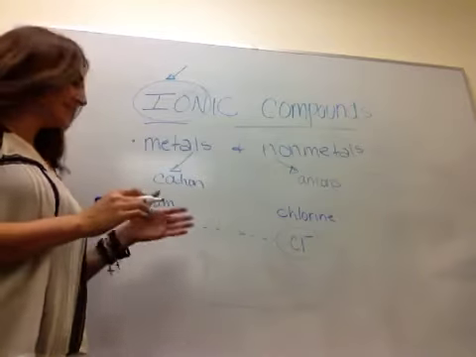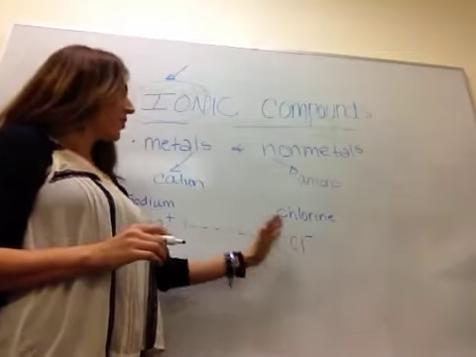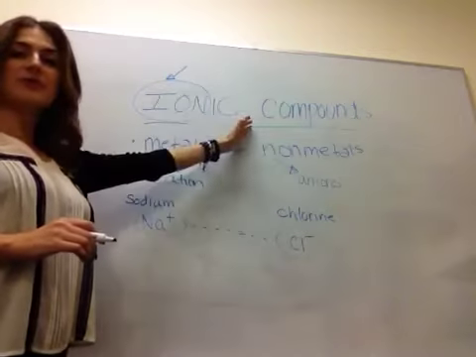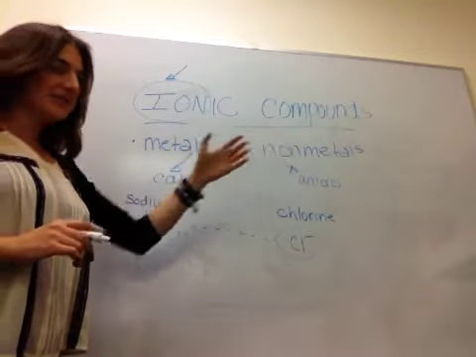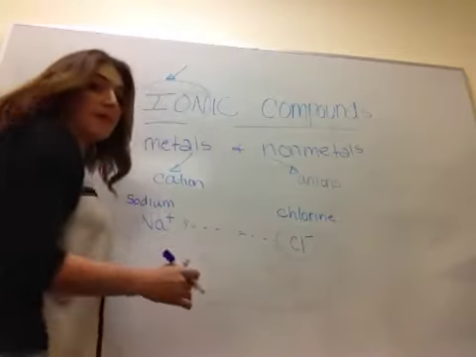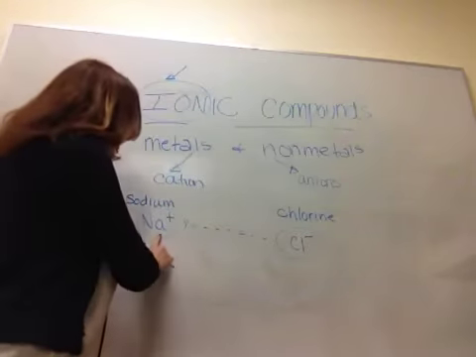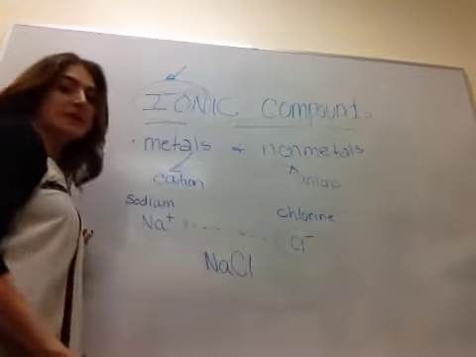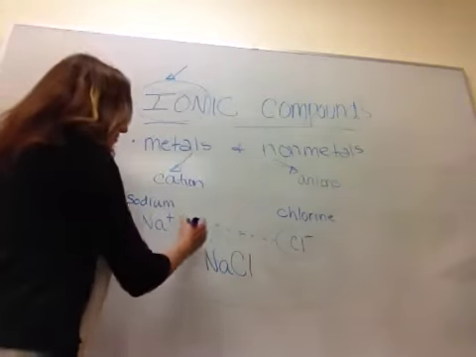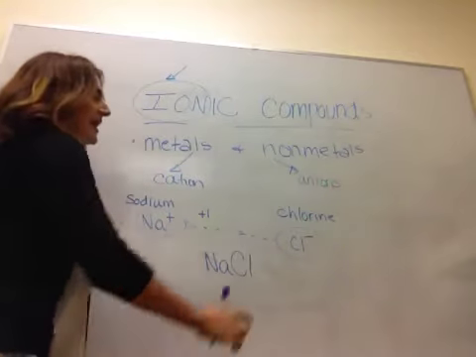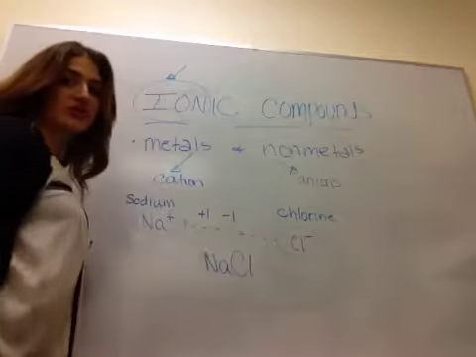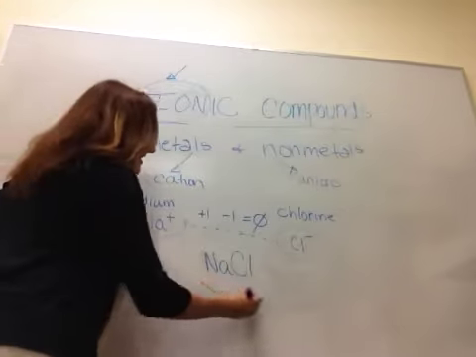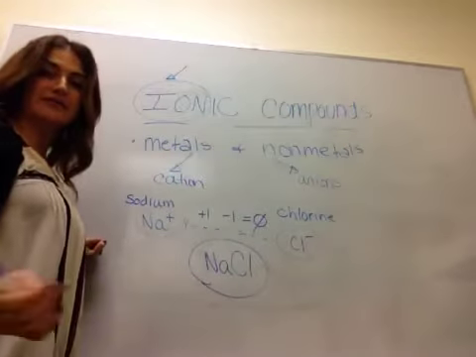This type of bond, when it's a cation and an anion, or a metal and a nonmetal, is called ionic compounds or ionic bonding. So when they come together, as you remember from your lab, you only need one Na and one Cl, because one Na has a positive 1 charge and one Cl has a negative 1 charge, and they equal out to be 0. This is the ionic formula.